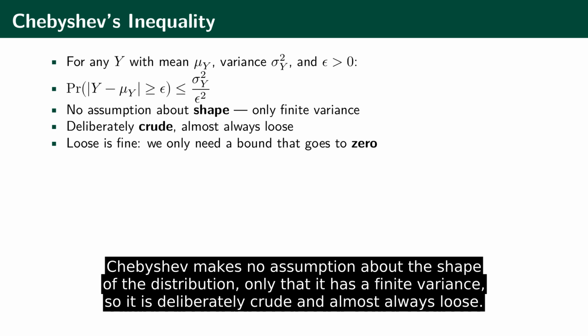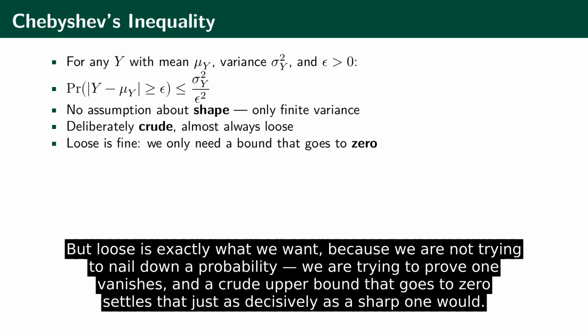Chebyshev makes no assumption about the shape of the distribution, only that it has a finite variance, so it is deliberately crude and almost always loose. But loose is exactly what we want, because we are not trying to nail down a probability. We are trying to prove one vanishes, and a crude upper bound that goes to 0 settles that just as decisively as a sharp one would.